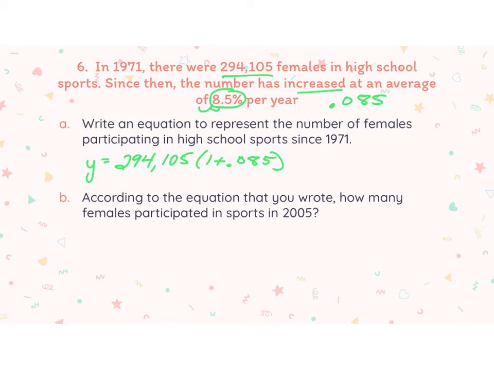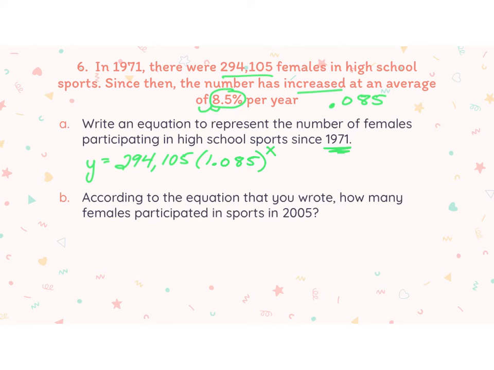Then we're going to have 1 plus 0.085, and then usually we just use x. I'm not even going to write the 1 plus. It's really nice because whatever the 1 is, and you add it, it works out to be just 1.085 since 1971.